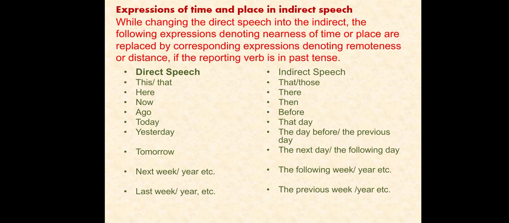Now here are given expressions of time and place in indirect speech. While changing the direct speech into indirect speech, the following expressions denoting nearness of time or place are replaced by corresponding expressions denoting remoteness or distance if the reporting verb is in the past tense. Again, here two tables are given. One is of direct speech, one is of indirect speech.